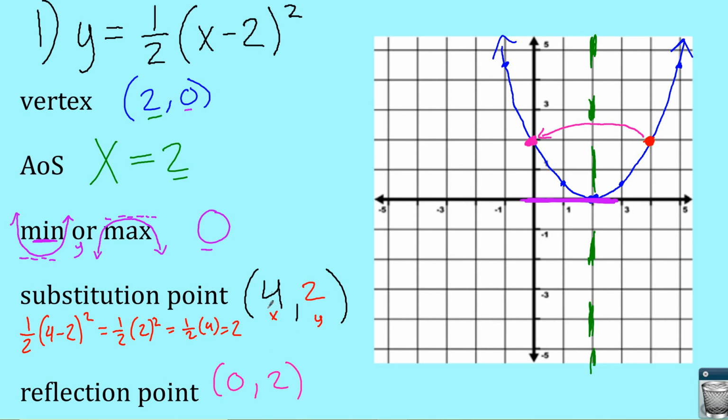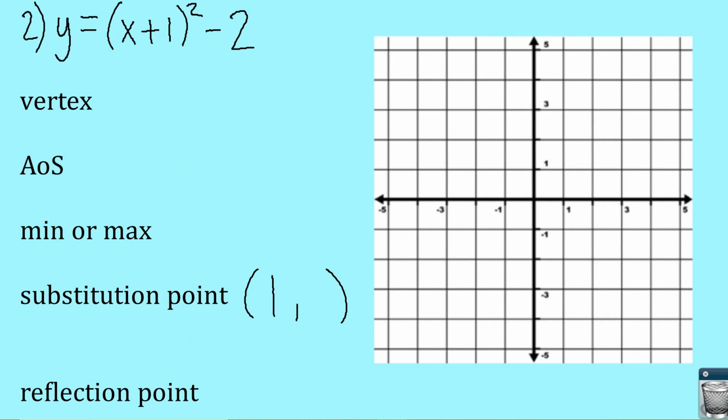The x value of the vertex, the 2, is in between the 4 and the 0. It's an average, a median, the midpoint of 0 and 4. So there's a relationship between those numbers. All right, let's do another one.